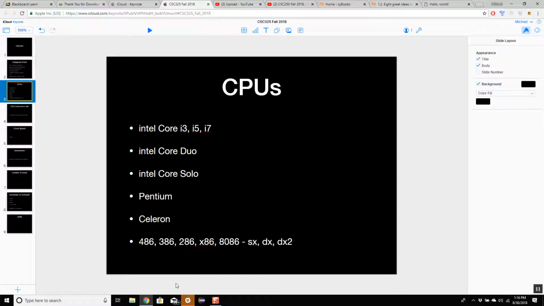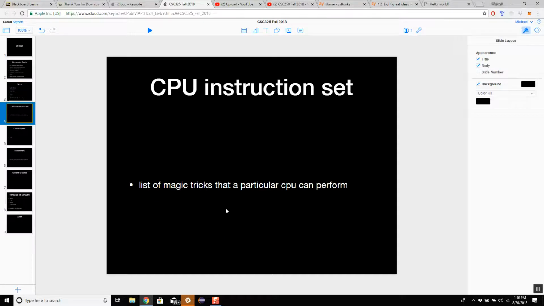But in general, there's an effort made to make the newer CPU backwards compatible with a previous CPU, and then just either update existing magic tricks to be more efficient or something like that. Now, when we think about a magic trick, I think it's kind of important for us in here.